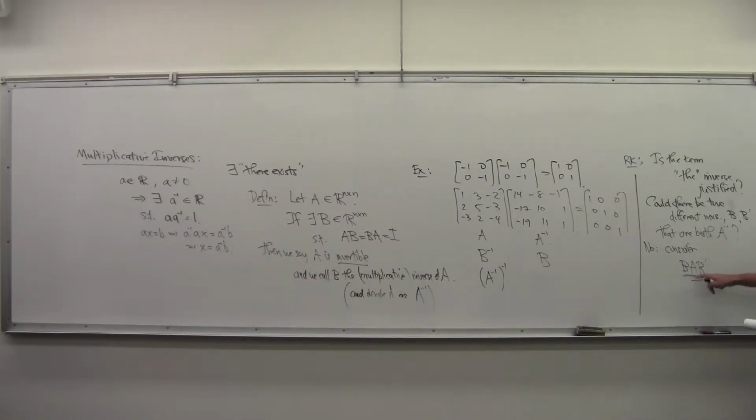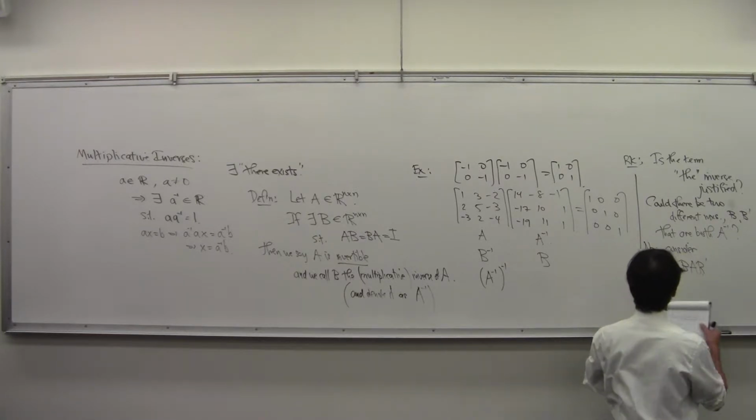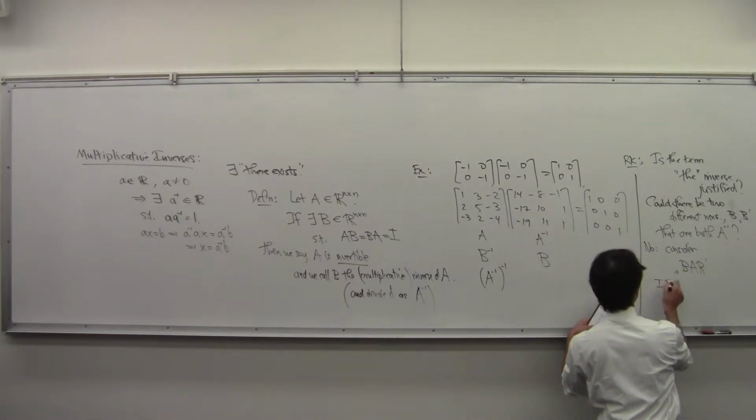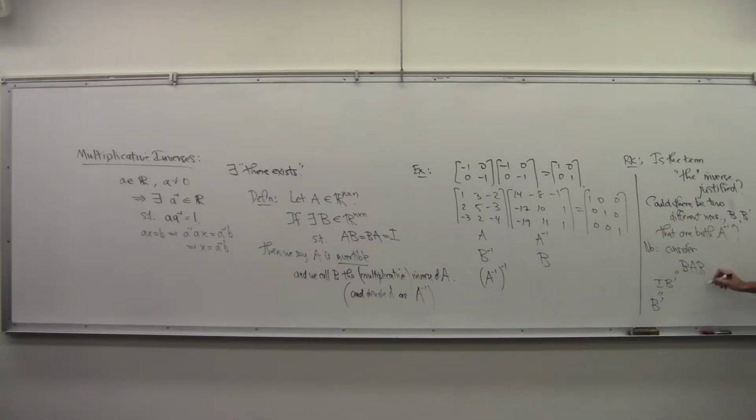Then what would happen? Well, B times A is the identity, so this thing can be written as the identity times B prime, but that's the same as B prime. A times B prime is the identity, so this is B times the identity, but that's B. And so B prime must be B. If they both act as the inverse matrix, then they must be the same matrix.